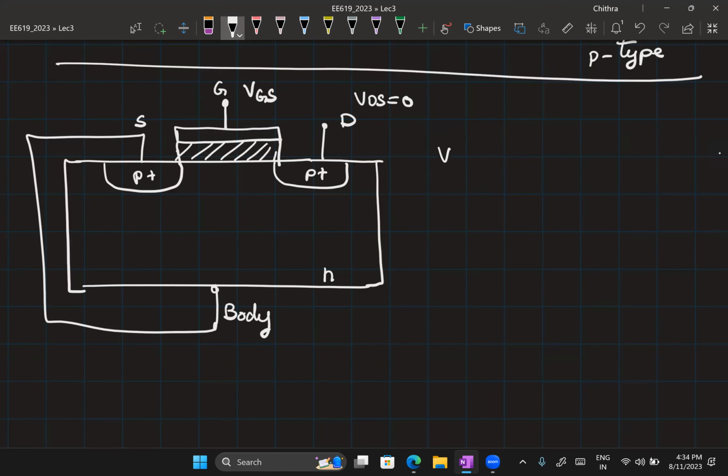Let's start with VGS greater than 0. What will happen? What charges are deposited on the gate? Gate is positive. What should happen at the surface just below the gate? You should have electron accumulation, right? So again, this was an N-type material to begin with, and the surface has become more N-type. Therefore, what do we call this region? Accumulation.